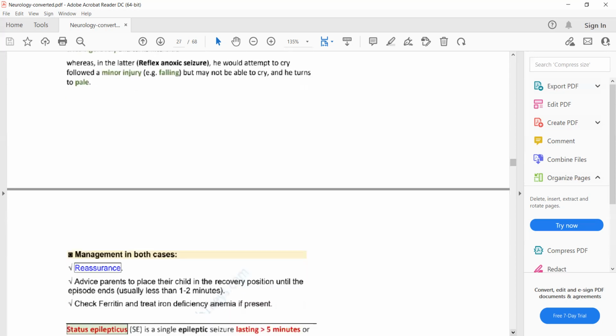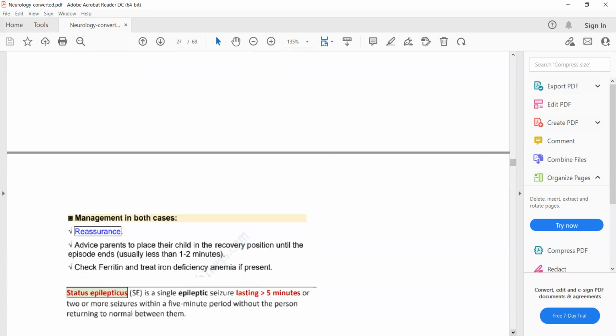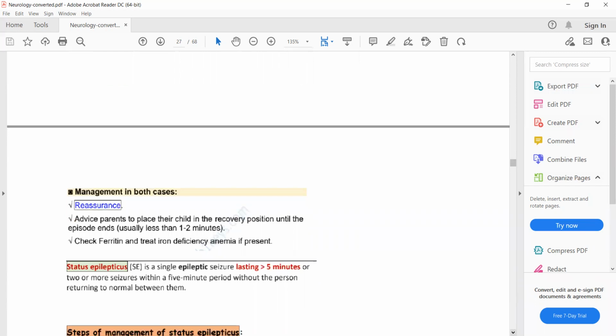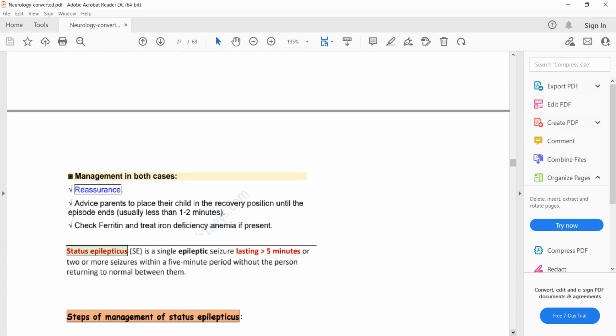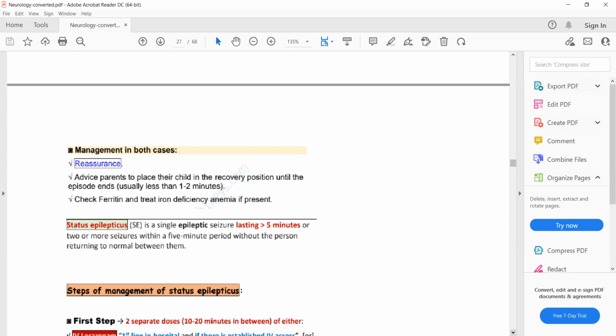Now the management of different types of seizure. The management of reflex anoxic seizure is already discussed. Advise the parents to place their child in a recovery position until the episode ends. The episode is usually 1 to 2 minutes long. And if they ask you about the investigation which you need to order in these cases, you need to check the ferritin level and treat iron deficiency anemia if present.